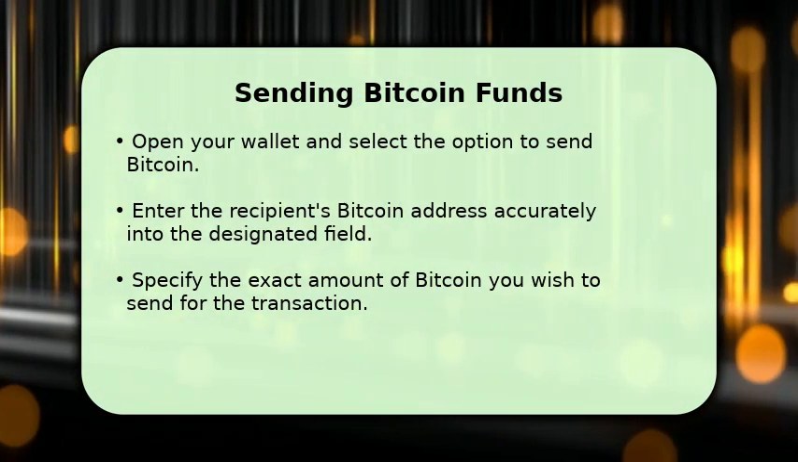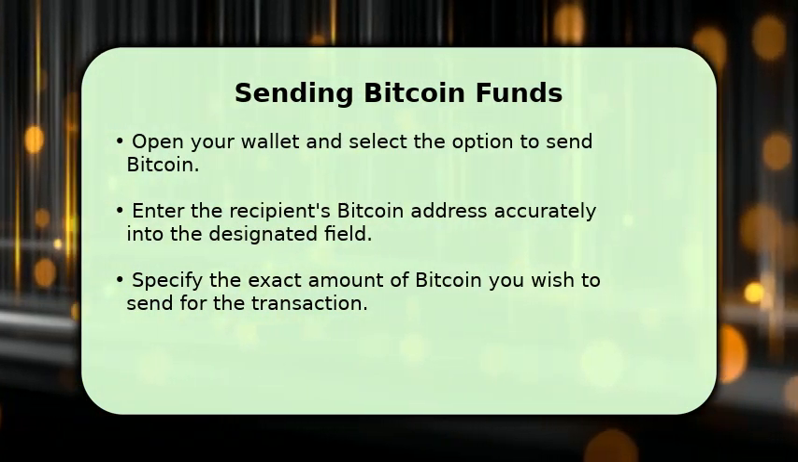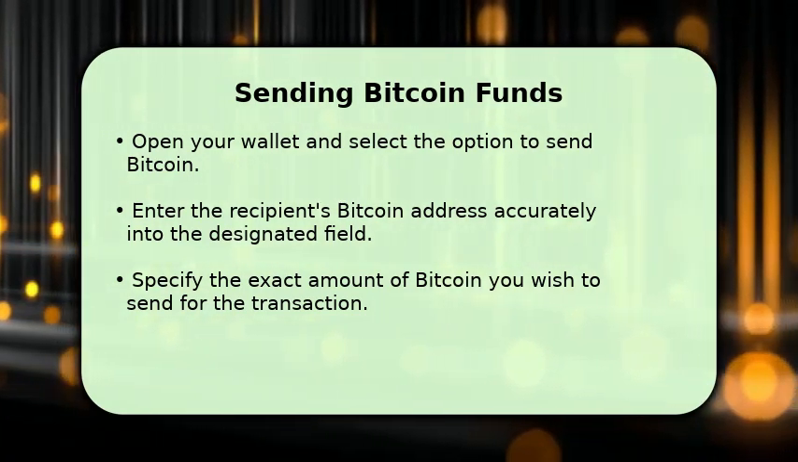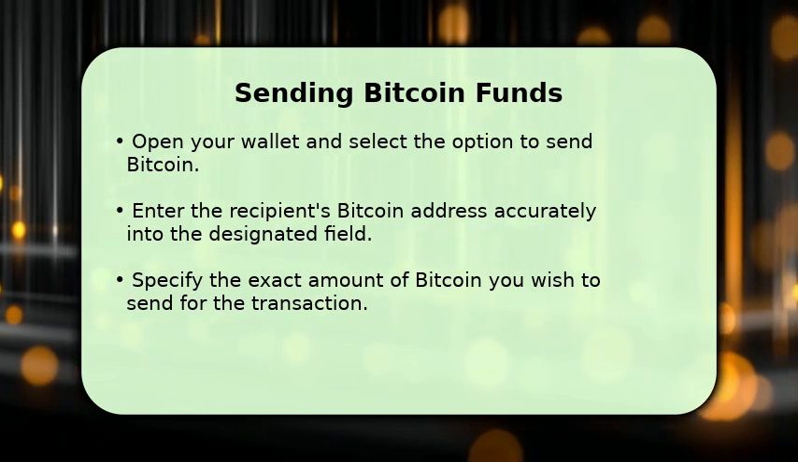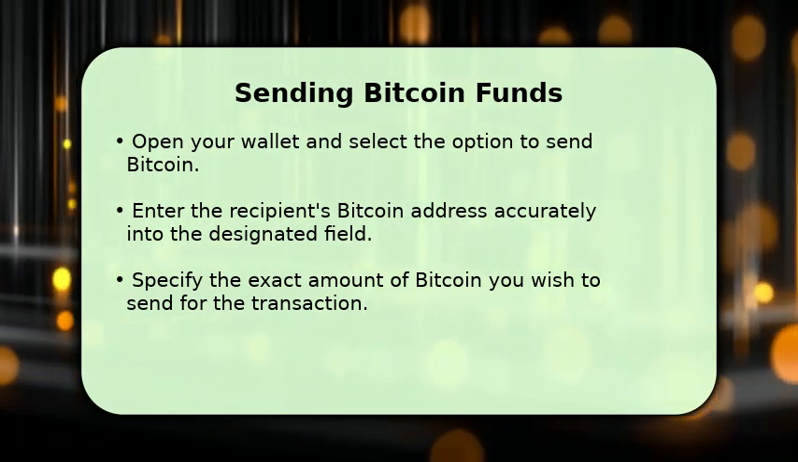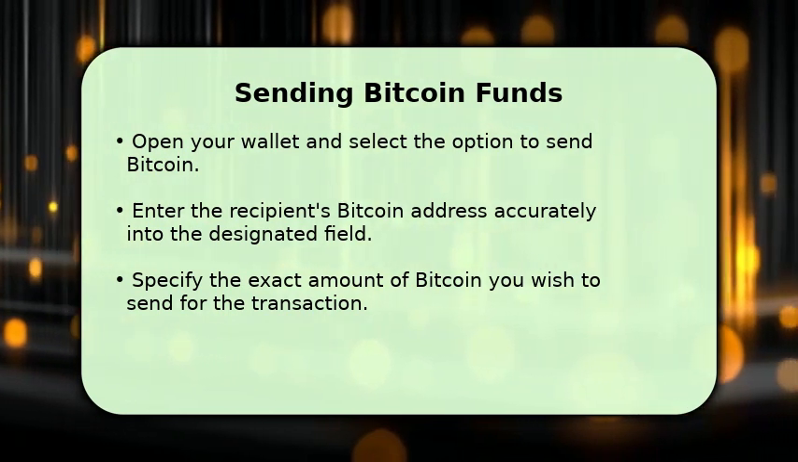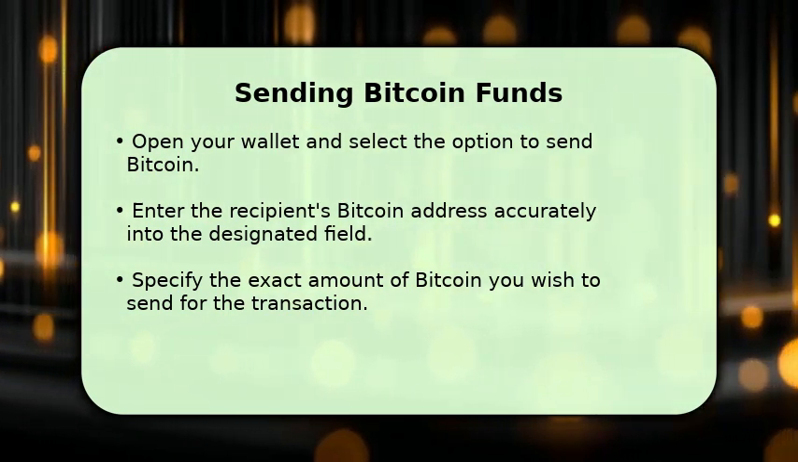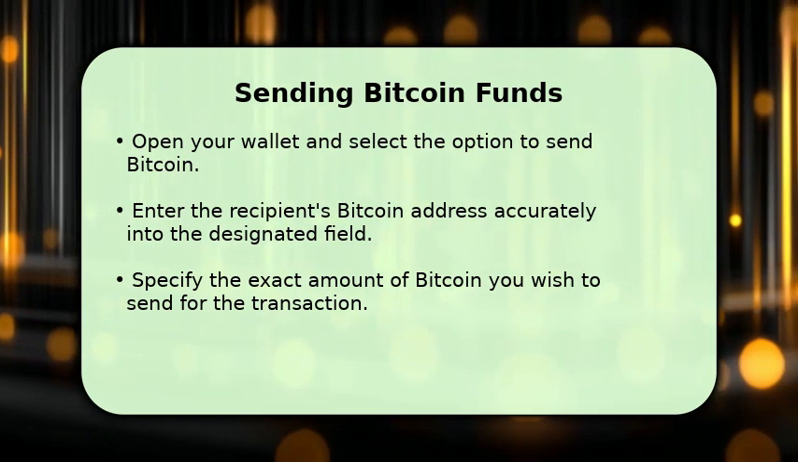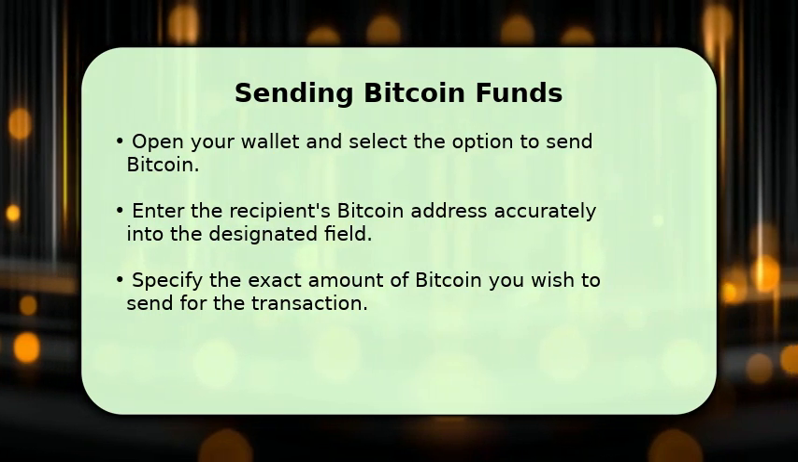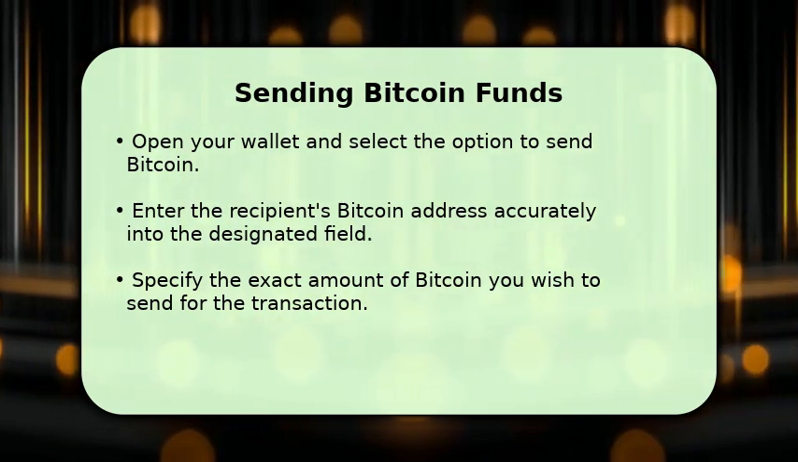When you're ready to send Bitcoin, open your wallet and select the Send option. Carefully enter the recipient's Bitcoin address into the designated field. Accuracy is paramount here. Next, specify the exact amount of Bitcoin you wish to transfer. Always review all transaction details, including the address and amount, very carefully before confirming the transfer. Once confirmed, the transaction will be broadcast to the network.